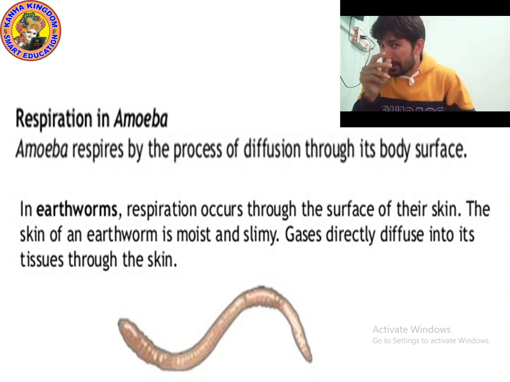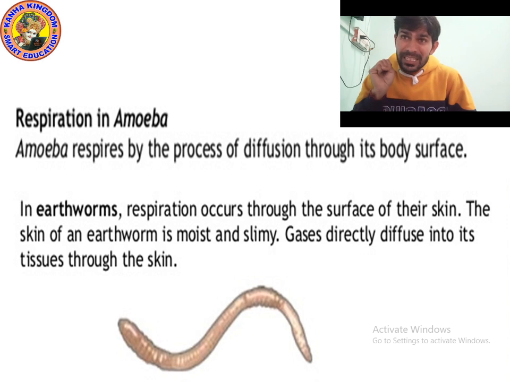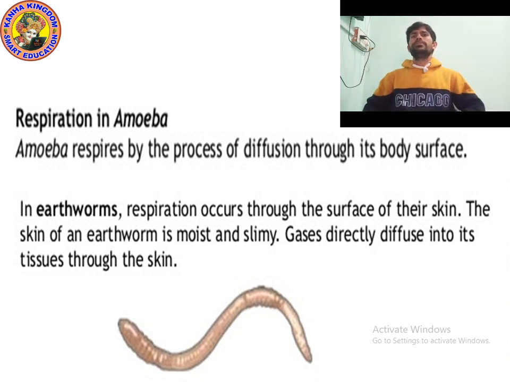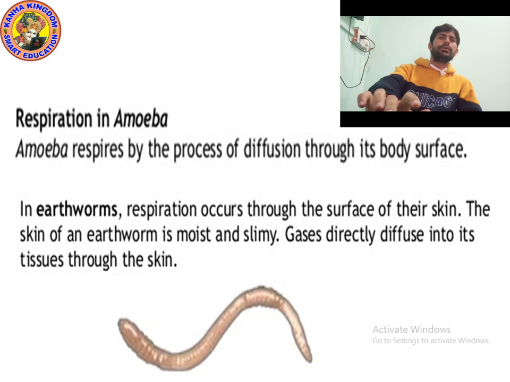They do not have any particular organ like we have a respiratory system, nose, windpipe, lungs. They have moist skin through which the gases directly diffuse into the tissue. So in this way, earthworm easily respires.